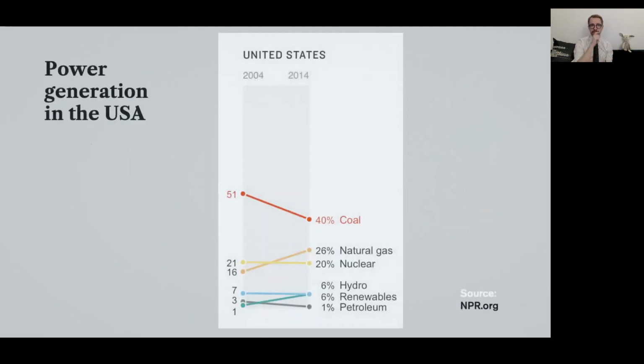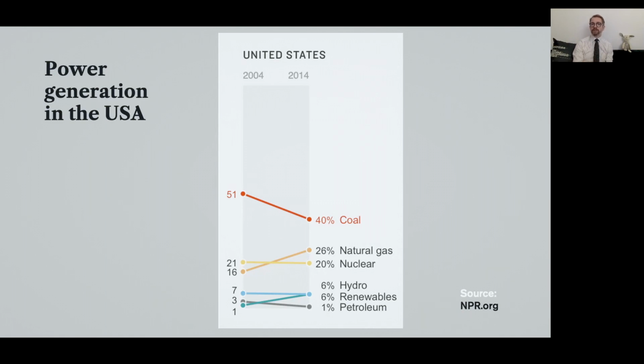Here is an example that I like about power generation in the USA, developed by NPR. It starts in 2004, ends in 2014, overlooks the 9 years in the middle, and you see the change from 51 to 40% of coal for power generation, and an increase in natural gas and in renewables.